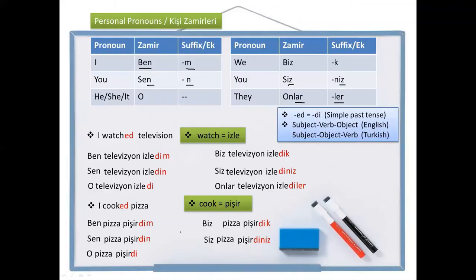Okay, now finally let's write they cooked pizza. They, onlar. Pizza. Cook, pişir. Cooked, pişirdi. Okay, which suffix am I going to write now? Let's take a look. Onlar, lar, okay. In this case, I'm going to write lar or ler. In this form, I need to write ler. Okay, it's coming from onlar, ler. Onlar pizza pişirdiler. So if you understand the relationship between the personal pronouns and the suffixes, it's going to be so easy for you to make simple sentences grammatically correct.